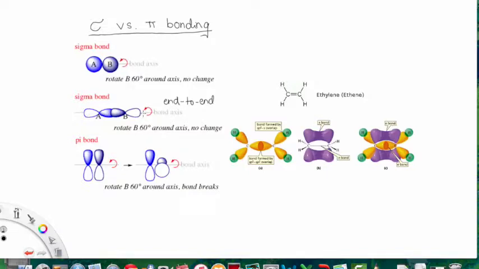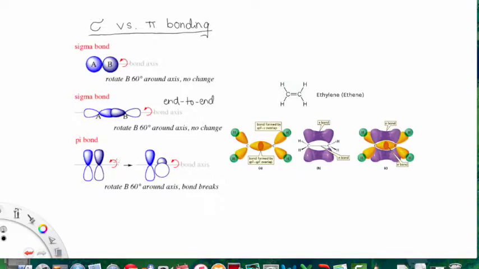And the resulting sigma bond has an electron density with cylindrical symmetry around the internuclear axis. This is the internuclear axis. And so there's a cylindrical symmetry around all sigma bonds. Now moving on to a pi bond.